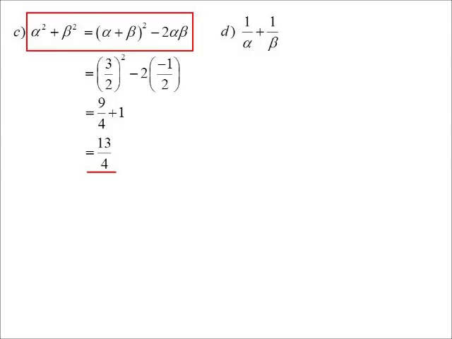Another type of question they love to ask: what about if it was the reciprocal of the roots? Well, I just treat this like an algebraic fraction. So I'll put everything together. The common denominator would be alpha beta. So on the top, I'd get beta plus alpha. Although I've written it as alpha plus beta, it's the same thing. But again, we know those two things, so I can substitute in, and we get minus 3.